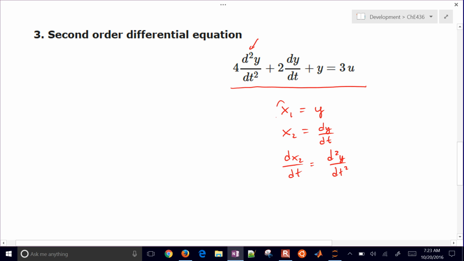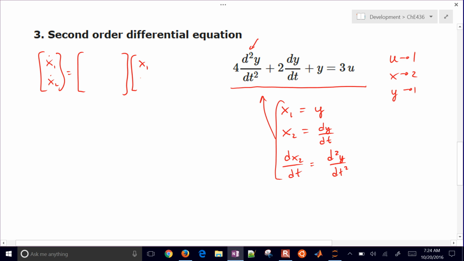So these are the things that we're going to substitute into this equation to give us two differential equations that can be put into state space form. Again, in this case u is going to be dimension 1, x is going to be dimension 2, and y is going to be dimension 1. So we're going to have x1 dot, x2 dot equals, and then we need to find the entries that are going to go here, a 2 by 2 matrix, and then we're going to have a 2 by 1 times our u value, and then we'll have y.